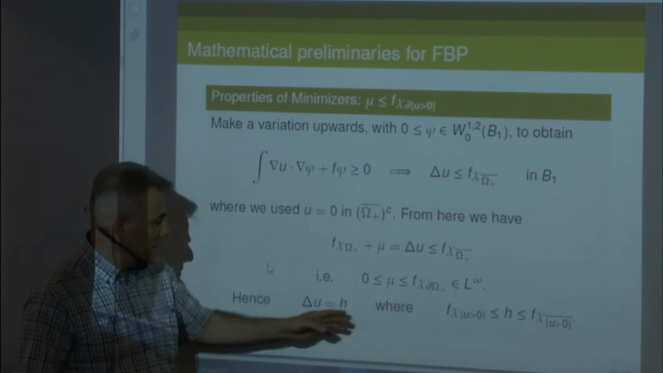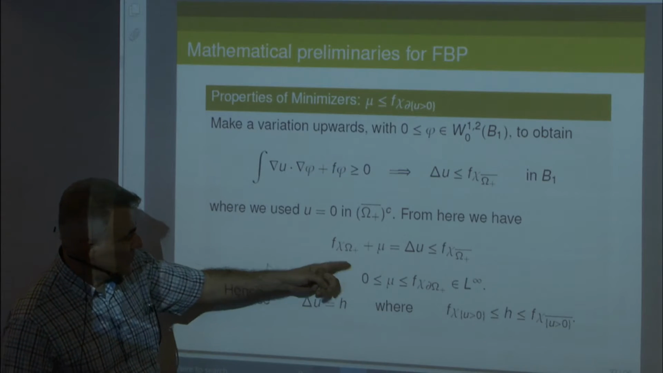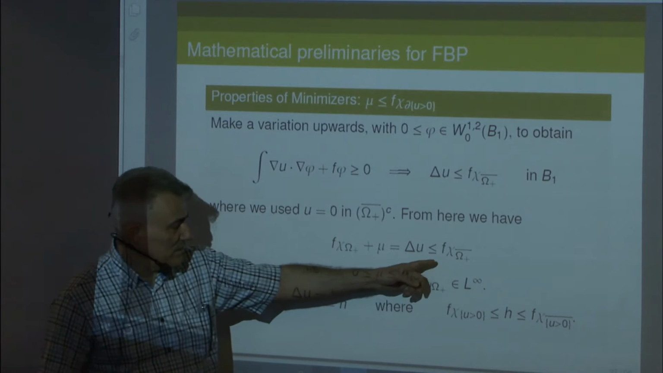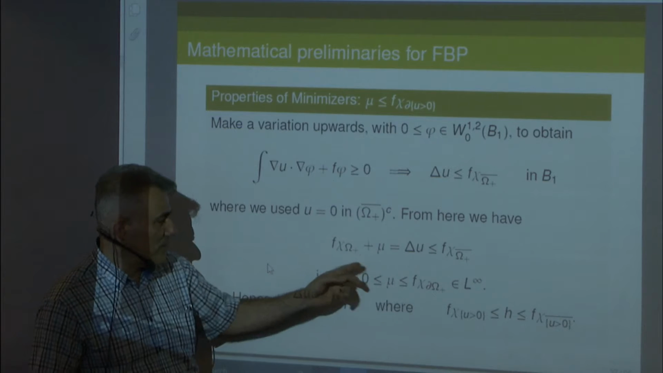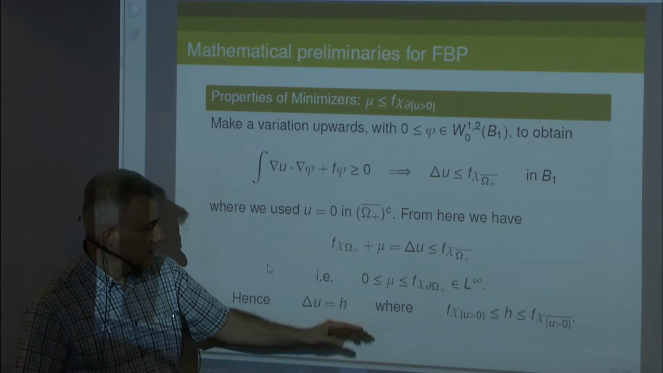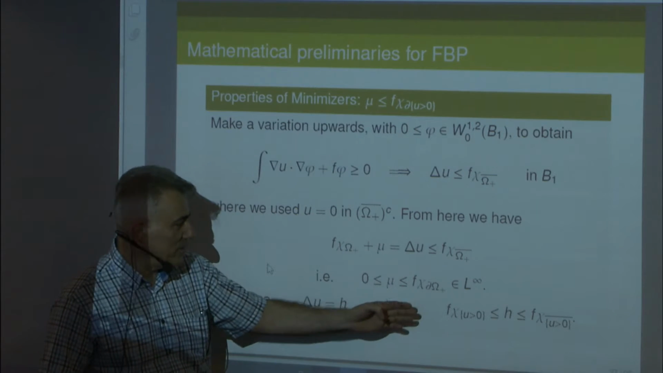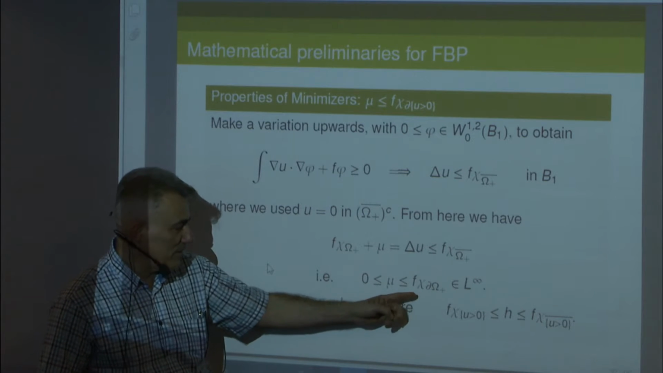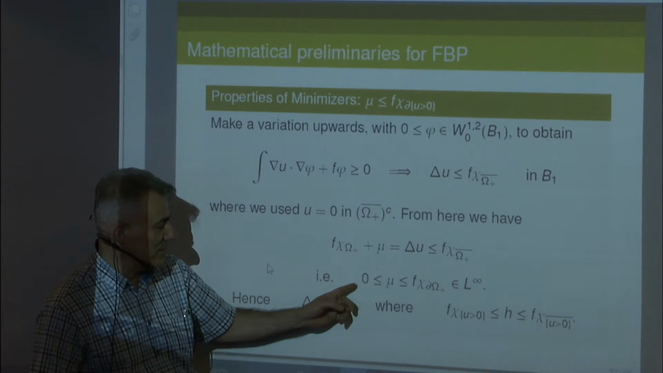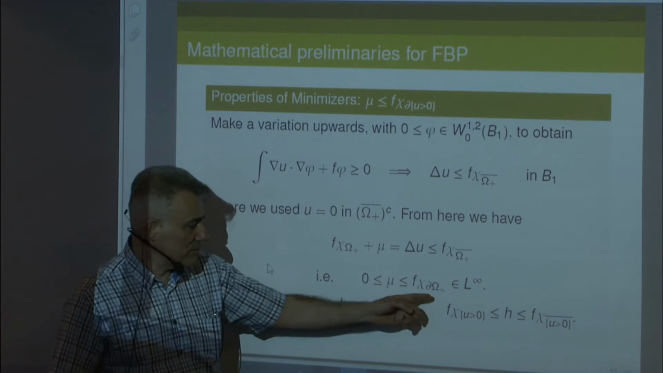So this guy, what does it tell us? If you write f times the characteristic function over omega plus bar, you can write it with this one and then the boundary part. So this part will disappear with this one. What remains is the boundary part, only the boundary part. And it will tell you that the measure is larger than or equal to 0 and less than or equal to this one.